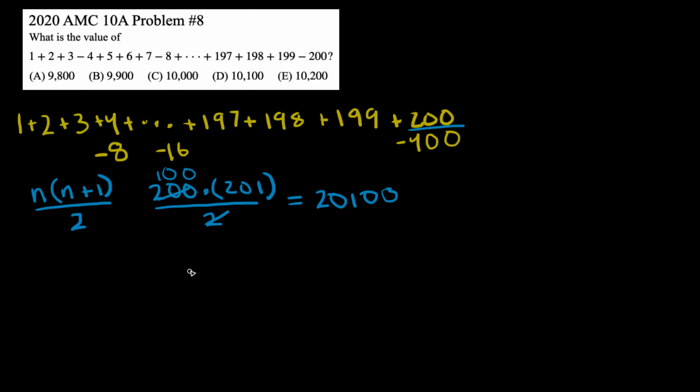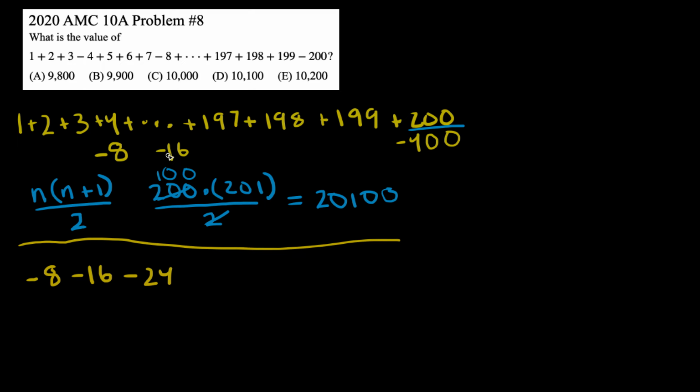So how can we do this? Let's write this out more clearly. What exactly are we subtracting here? If we write that over here, we're actually subtracting -8, -16, -24, because we have a common difference of -8, to be more precise.